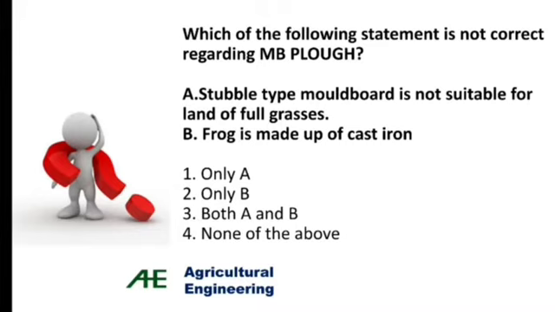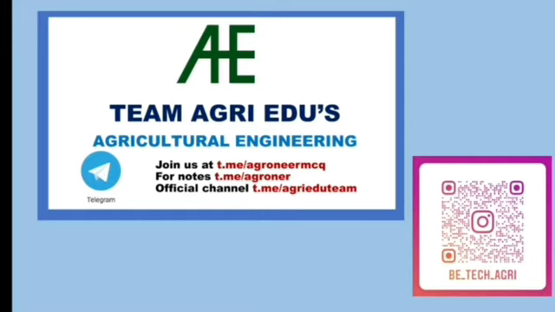First one is, stubble type moldboard is not suitable for land of full grasses, and second one is, frog is made up of cast iron. The assertive type questions have been asked very frequently in the GRF PG exam and ICAR PG exam 2021 to check the knowledge of the student. So guys, attempt this question. See, stubble type moldboard is not suitable for land of grasses. It is the statement. We will see when we cover the theory portion, we will get the answer to this question.